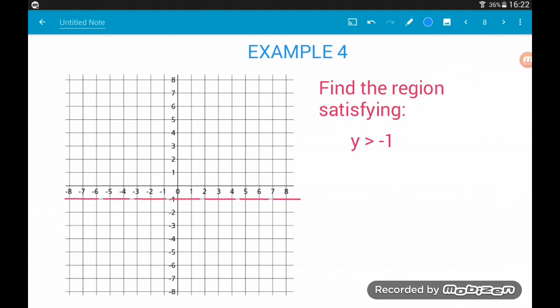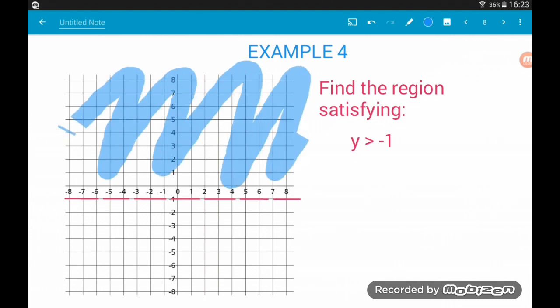So that's already drawn in. Now where is the region that we're interested in? Well, we want y to be greater than minus 1, so that's our values like 0, 1, 2, 3, etc. So that's everything up here above the x-axis. We don't want anything down here below the line y equals minus 1. We want everything above it.